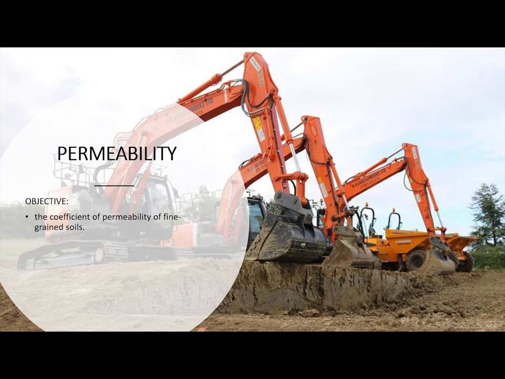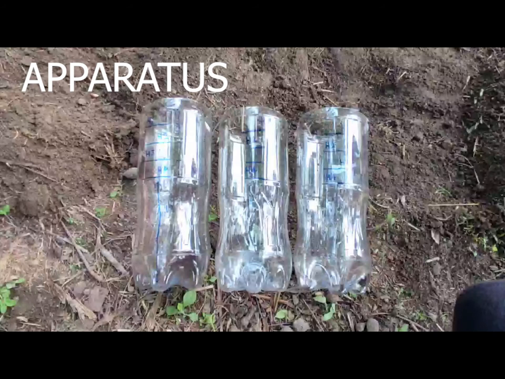The last experiment is permeability. The objective of this test is to obtain the coefficient of permeability of my soil sample. This is the apparatus for the permeability test. I made this to replicate the apparatus in the laboratory, which is a cylinder container with drainage holes at the bottom.